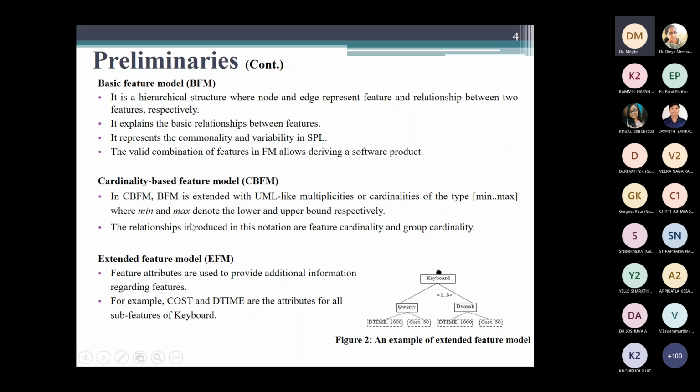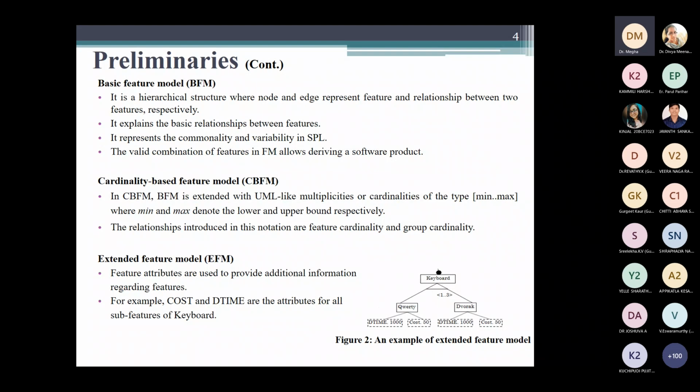Now I'll be explaining this min and max concept with the help of figure 2. This figure 2 is an example of an extended feature model. Fine. So keyboard is a feature. This keyboard has child features QWERTY and Dvorak. Now these have the cardinality of 1 to 3, where 1 represents the min value and 3 represents the max value. The relationships introduced in this notation are feature cardinality and group cardinality.